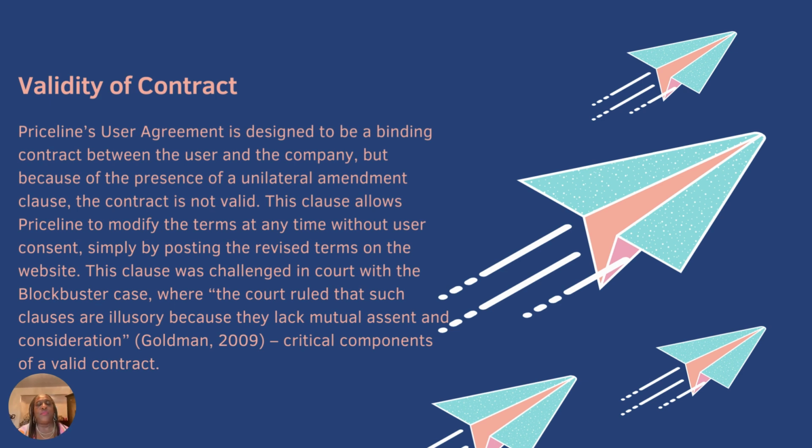So, in doing the research on the validity of a contract, we came across Goodman Law Corporation, which states one-sided arbitration clauses in consumer contracts are unconscionable and unenforceable. So when putting together Priceline's contract, we have to be very careful that it will be enforceable. And by having a unilateral agreement in the contract, that's what makes it unenforceable and not valid.